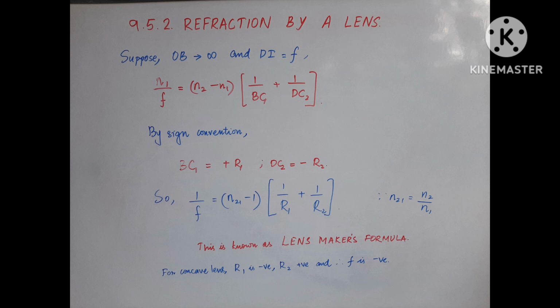For a concave lens also we can use this equation. R1 we can take as negative, R2 is positive, and f is negative for the concave lens. The equation remains the same, only some terms will get a negative sign.